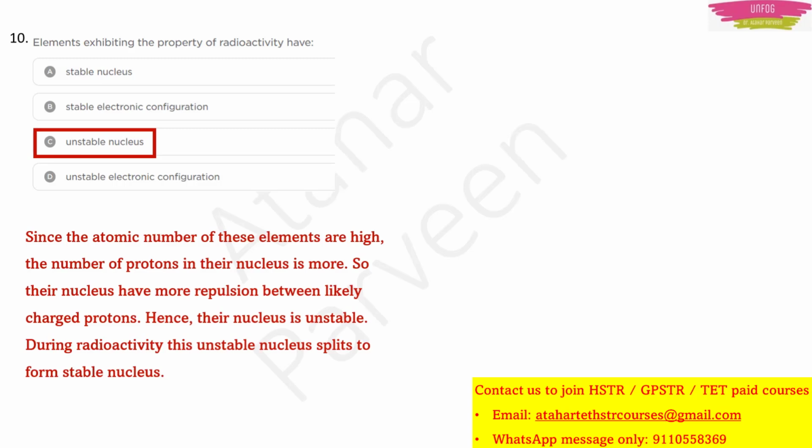And they have a number of protons that will be more in the nucleus, or sometimes the number of neutrons will be more in the nucleus. So their nucleus will have more repulsion between like-charged protons. Or it can happen with neutrons also. Hence their nucleus will become unstable. And what happens during radioactivity? This unstable nucleus will split up into the daughter nucleus emitting the radiation, and the daughter nucleus will be stable. This you have to remember.